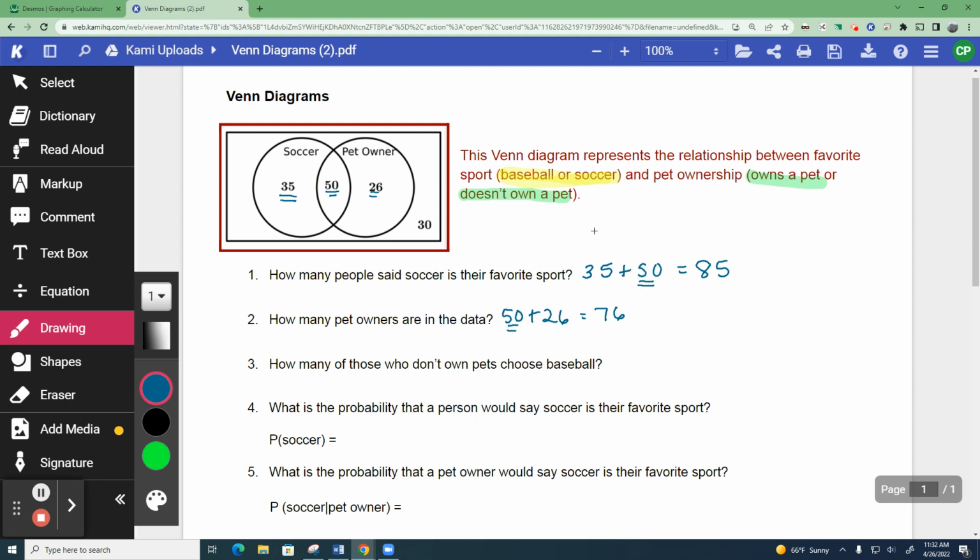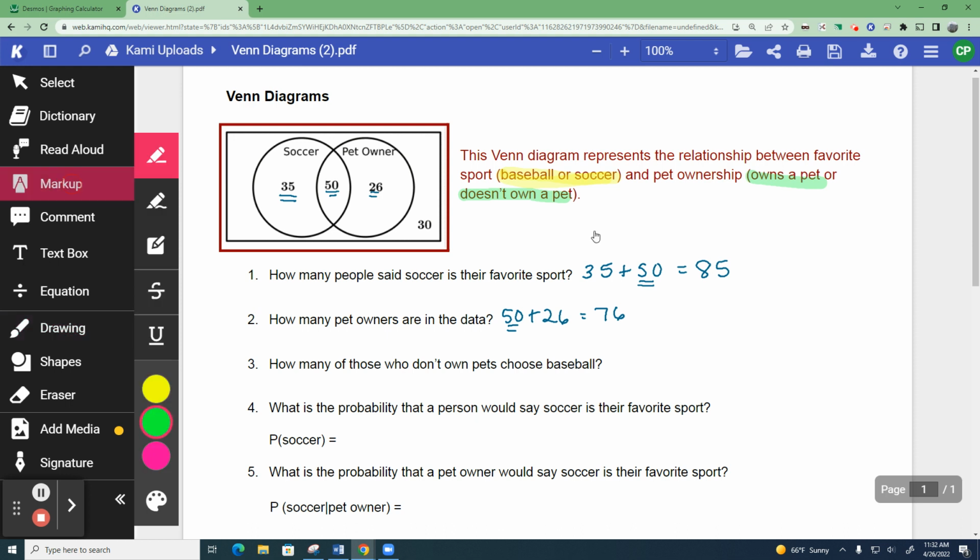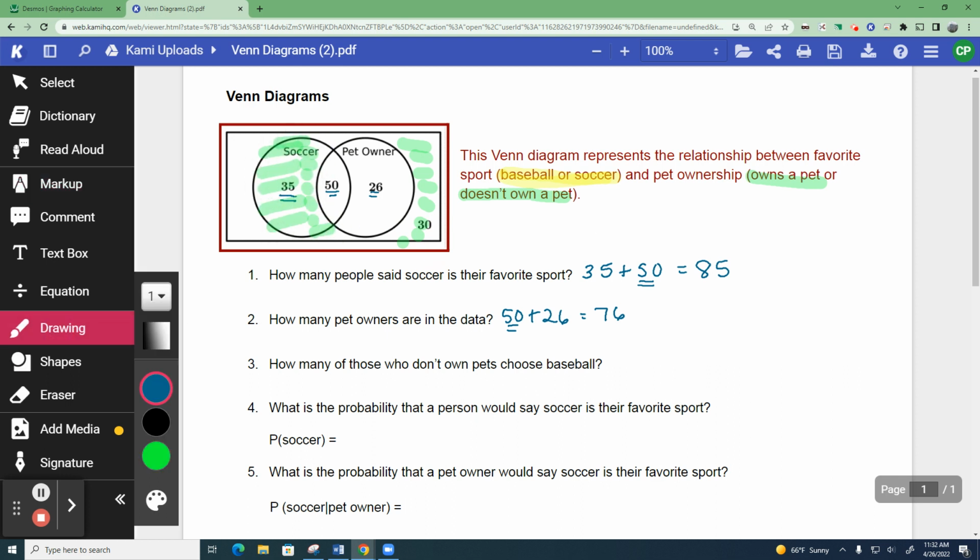How many of those who don't own pets choose baseball? Okay, so if they're not going to own a pet, that means they have to be everywhere except the circle that says pets. So how many of those don't own pets but choose baseball? So the green that I highlighted is all the people that don't own pets, but 35 of those like soccer. 30 of them then choose baseball.